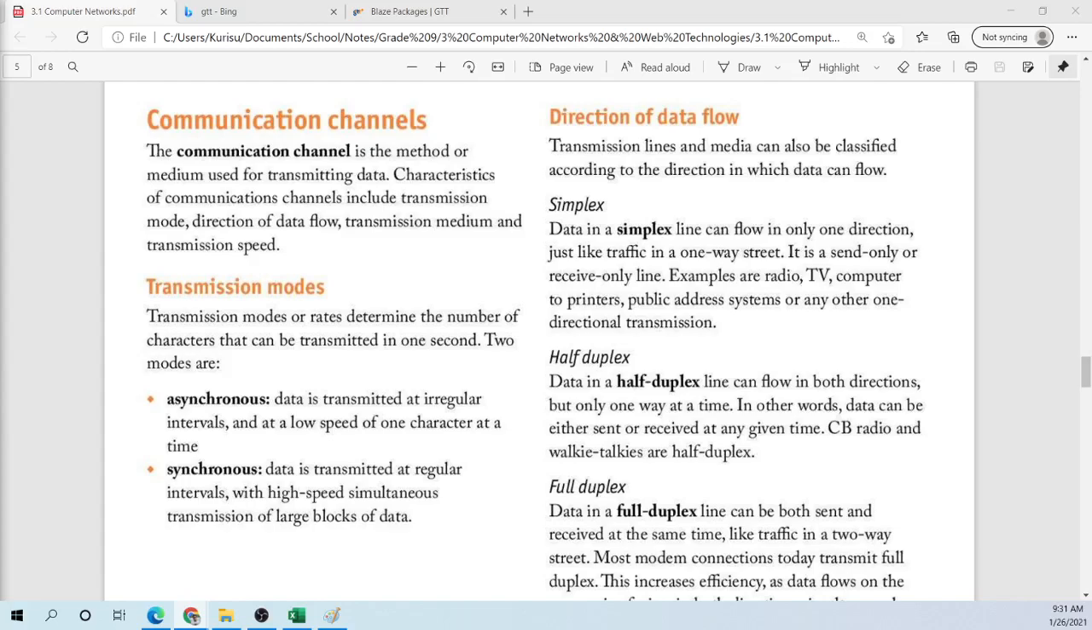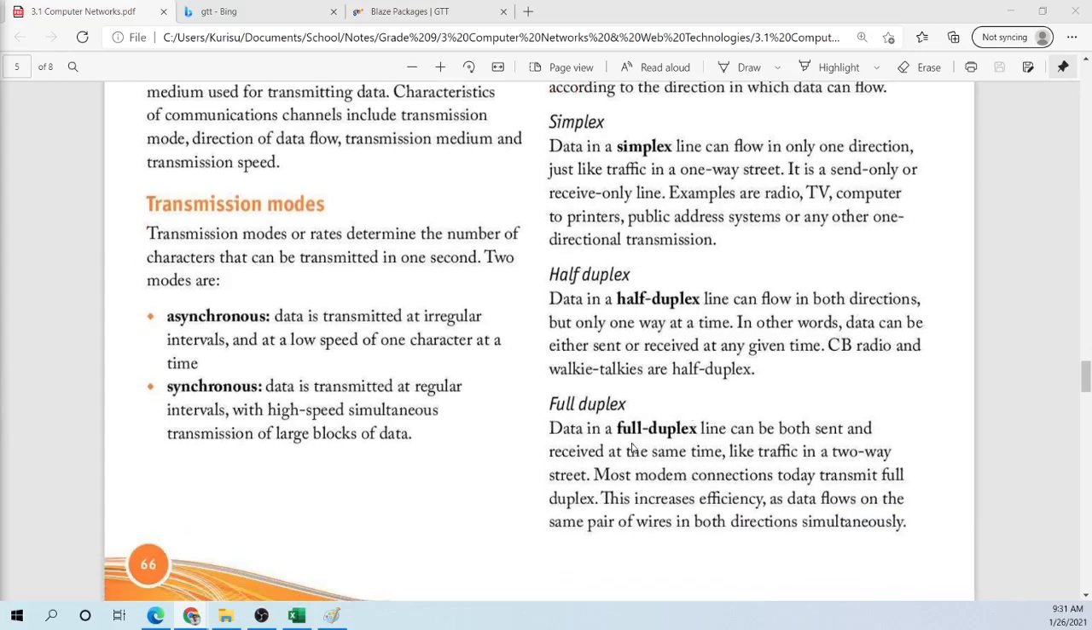So that is correct. Full duplex. That is what is being used today. Remember, we are creating a network to share data, to share resources. So we want the technology that will allow us to send data at maximum speed, so we get maximum efficiency, so that we don't get any delay when it comes to sending our data.